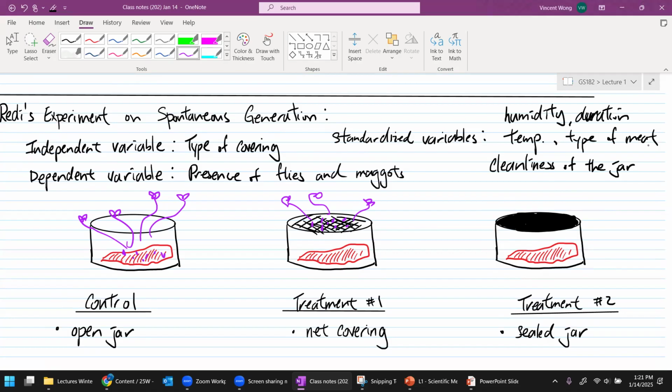Okay. So that was the result. And that, of course, rejected the idea of spontaneous generation. Because if flies did come from the meat, you would see flies here as well, right? But of course, he did not. So that's the scientific method. Do you think people believed him?